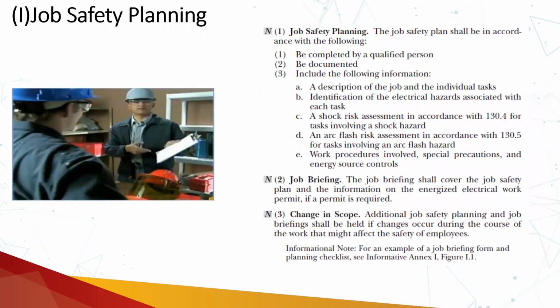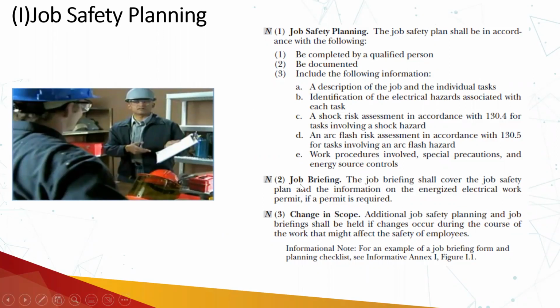What are the main important points which need to be covered when we are doing some job safety planning? The job safety plan shall be in accordance with the following. It should be completed by the qualified person. It should always be documented. Include the minimum following information: a description of the job and the individual task, the complete job, and within that particular job, what are the tasks being performed, identification of the electrical hazard associated with each task, the shock risk assessment in accordance with Article 130.4, and arc flash risk assessment in accordance with Article 130.5. Work procedure involves special precautions and energy source controls. So these are some of the important parts of the job safety planning.